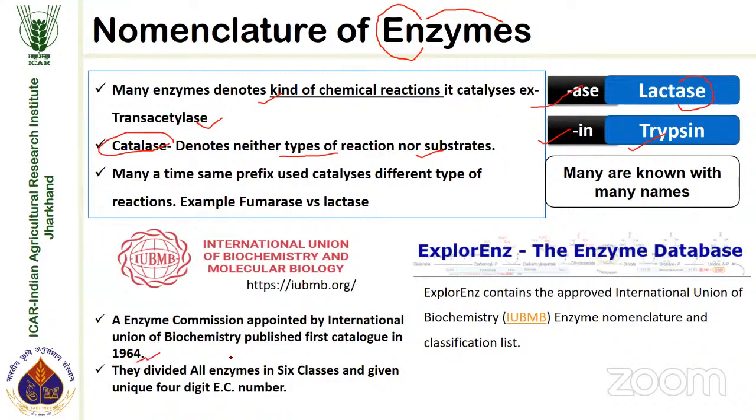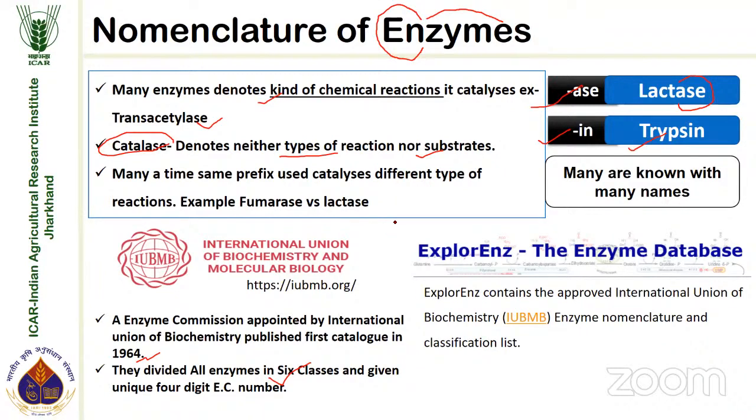In 1964, they published a draft in which they classified enzymes into 6 classes, and those 6 classes were given unique digits, and each enzyme was given a four-digit Enzyme Commission number. This EC number is very unique and used everywhere. Although there is a standard guideline for using names in standard literature, and you can use trivial names also, you must mention the EC number, because it is a unique number that designates that specific enzyme.